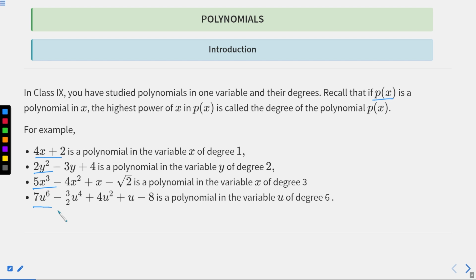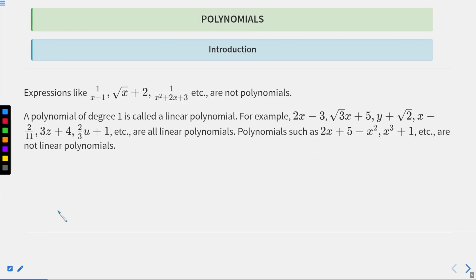Okay, so now let us look at some expressions like 1 over x minus 1, root over x plus 2, 1 over x square plus 2x plus 3, etc. This type of expression is not a polynomial.